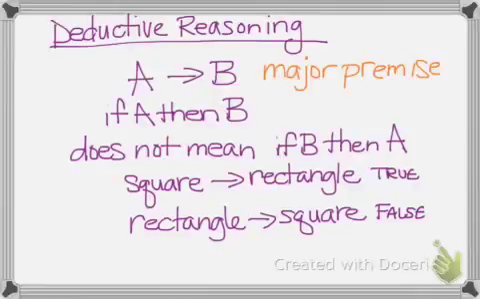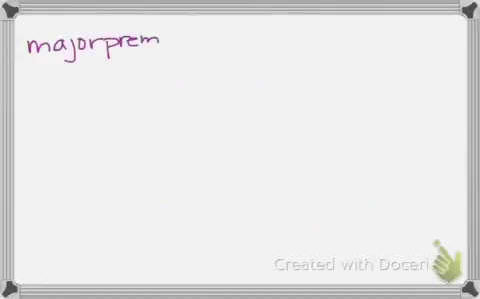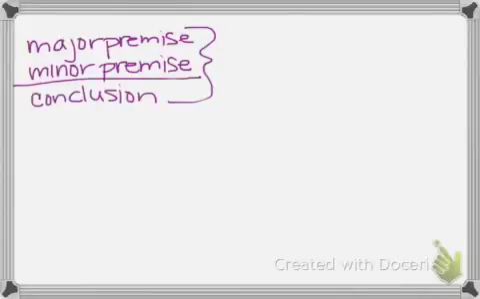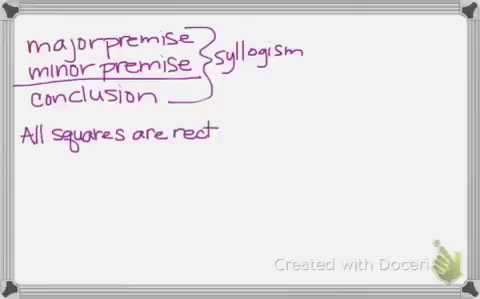When we say if A, then B, that is what's called a major premise. The arguments that you're going to see have a major premise, a minor premise, and a conclusion. These 3 things all put together are called syllogisms. So we'll go through a few examples of syllogisms.